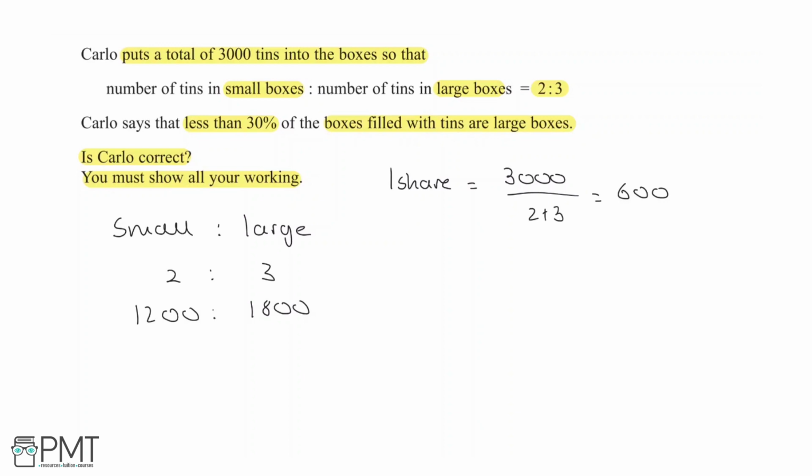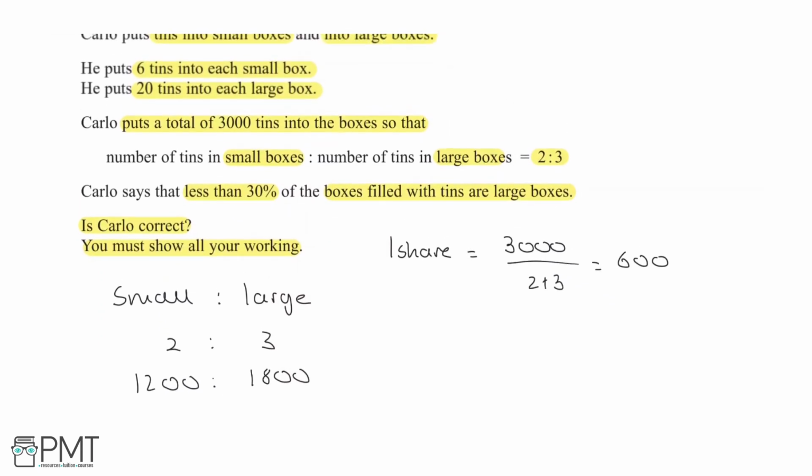So what we did was we said that in the ratio 2 to 3, there are 5 shares altogether. These 5 shares correspond to these 3,000 tins. So 1 share is 3,000 over 5 to get 600. Now we know how many tins were packaged into each box. We know 1,200 tins were packaged into small and 1,800 were packaged into large. So the next step is to work out how many of each box there are.